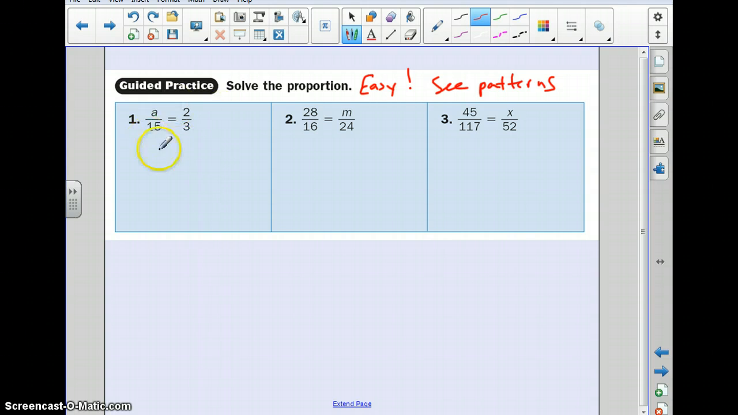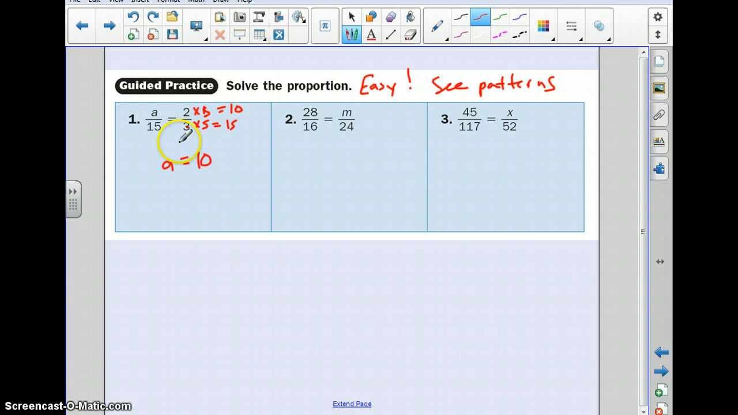So with this one, I can see a pattern. How did I get from 2/3 to a over 15? Well, I know that 3 times 5 is 15. So I do the bottom, I do the top. I know that 2 times 5 is 10. So A in this example is going to be 10. If I can see that pattern, if I can find how I went from 3 to 15, I'm going to use that, and that's going to be the easy way to do these problems.